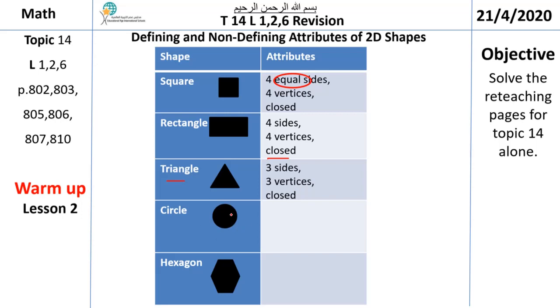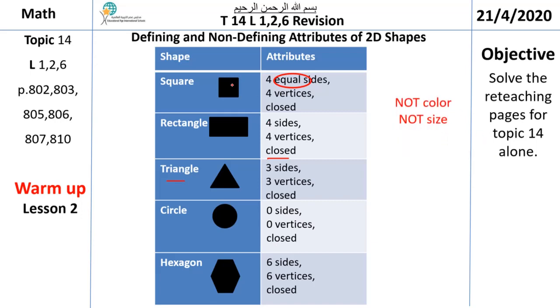Now, the circle has 0 and 0, and it must be closed also. The hexagon, 6 sides, 6 vertices, and it must be closed. Now, what are the non-defining attributes? The attributes that I will not choose are what? Are the color and the size.